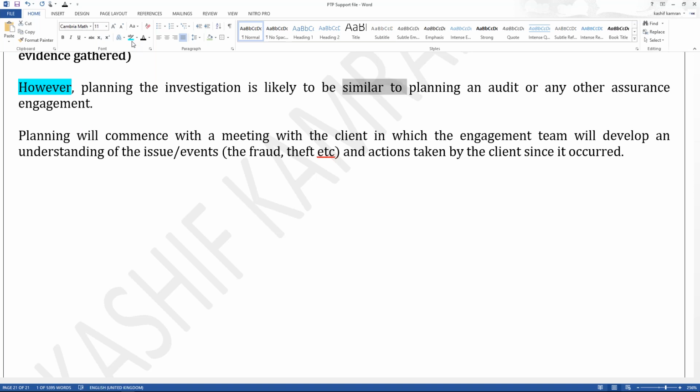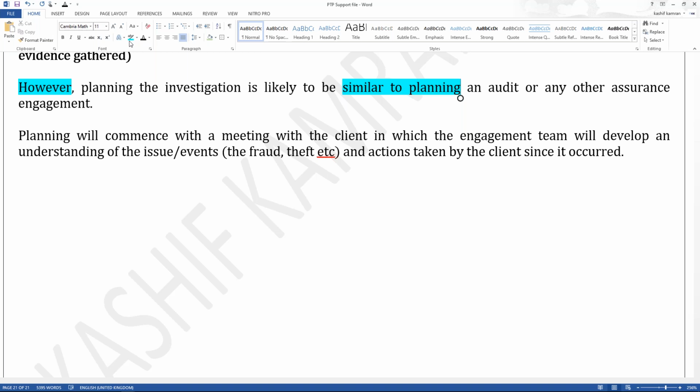So how do you plan the audit? Exactly the same way you plan the forensic. Now, when you're planning the audit, you plan for your timetable, your resources, your scope, right? So when you're planning for forensic, you plan for your scope, your resources, your size of team, how much time you have.